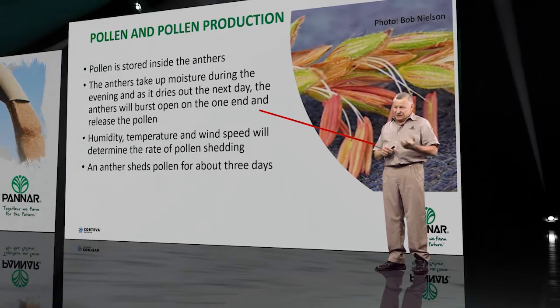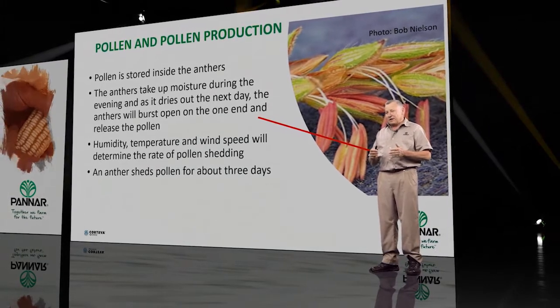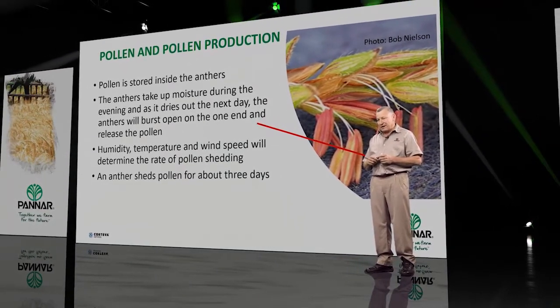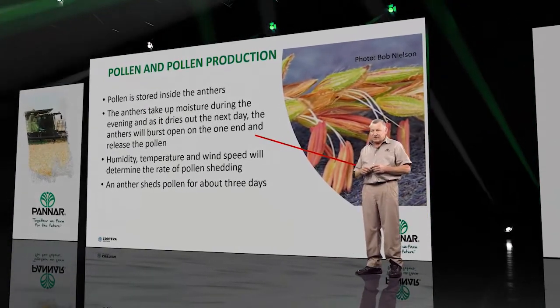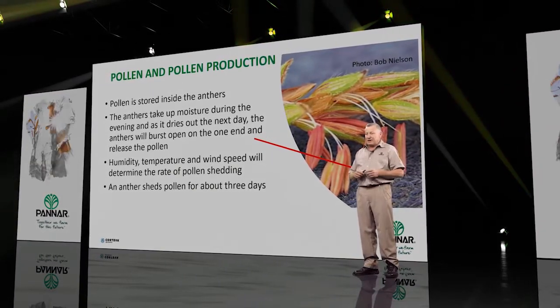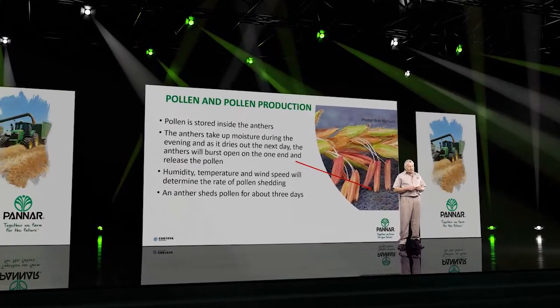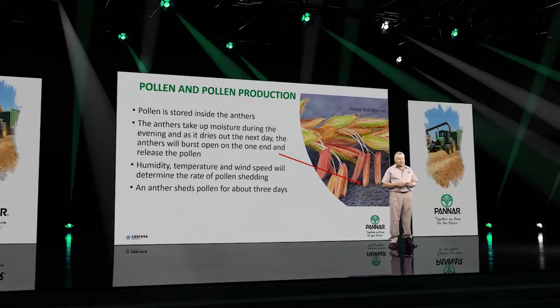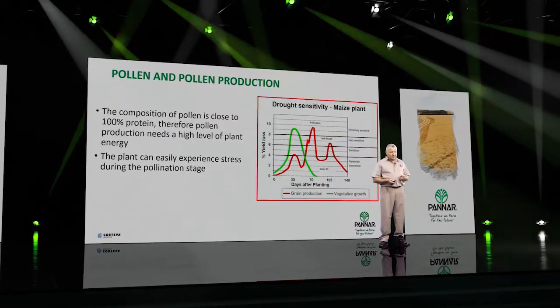Now, pollen for the maize plant is stored inside the anthers. What happens is that the anthers lose moisture in the evening, and as they dry out the next day, one end bursts open and the pollen is released from that opening. The drivers behind this are humidity, high temperature and wind speed. But luckily, not all the anthers burst open on the same day. It takes a couple of days to open all of them, so you have a long period of pollination. One anther can shed pollen for about 3 days. Then it's empty, and the others follow afterwards.